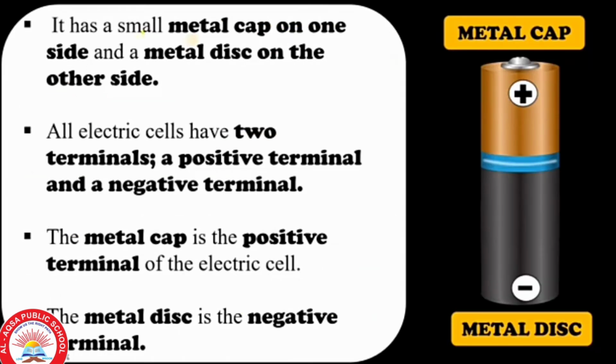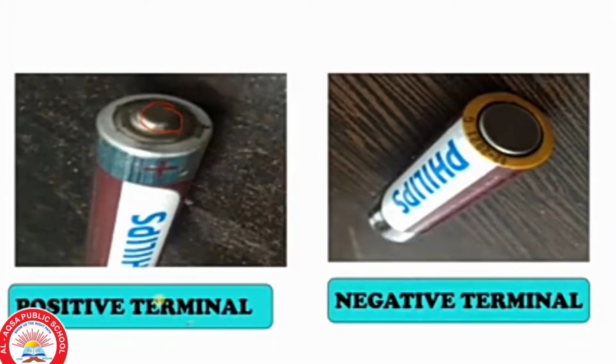This is an electric cell. It has a small metal cap on one side and a metal disc on the other side. These are the two terminals of an electric cell, that is, the positive terminal and the negative terminal. The metal cap is the positive terminal and the metal disc is the negative terminal. Now you can see clearly the positive terminal and negative terminal of a cell.